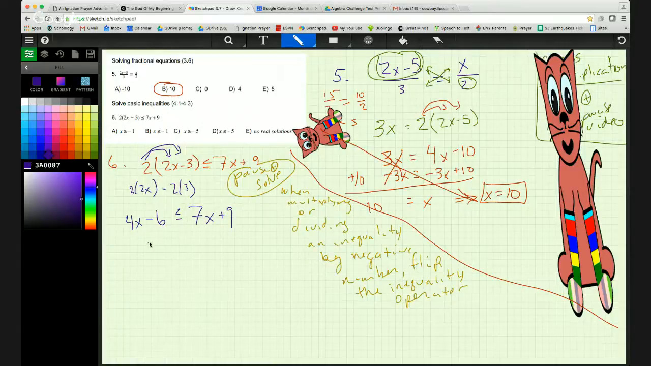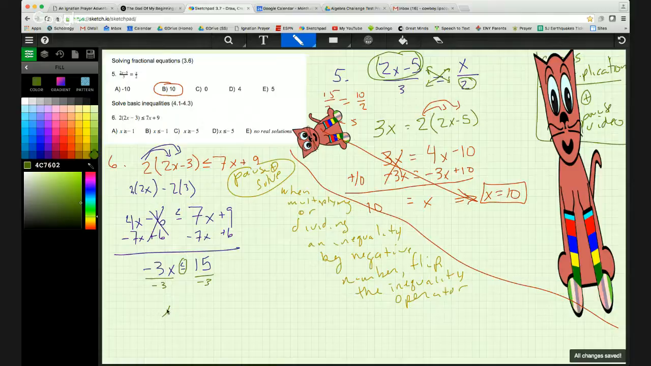Now let's get our x's on the left. So we're going to subtract 7x from both sides, and we're going to add 6 to both sides. So these cancel. I get negative 3x is less than or equal to 15. Now here's where this rule is going to come into play. I'm going to divide by negative 3 on both sides, and when I do that, I'm going to have to flip this sign. So now x is greater than or equal to. When we flip a less than or equal to, it becomes a greater than or equal to. 15 divided by negative 3 is negative 5. And we get x is greater than or equal to negative 5.